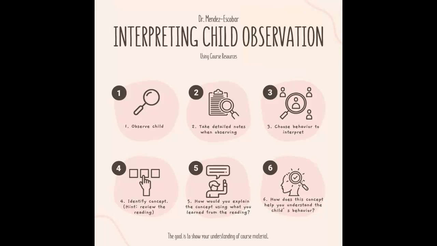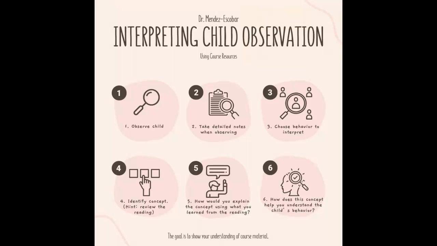The second step is, while you're observing, so steps 1 and 2 are happening together. So step 2 is, while you're observing, you want to take detailed notes. What do you see the child doing? Where are they? Who is there? What is the child saying? And always your focus is going to be on the child.